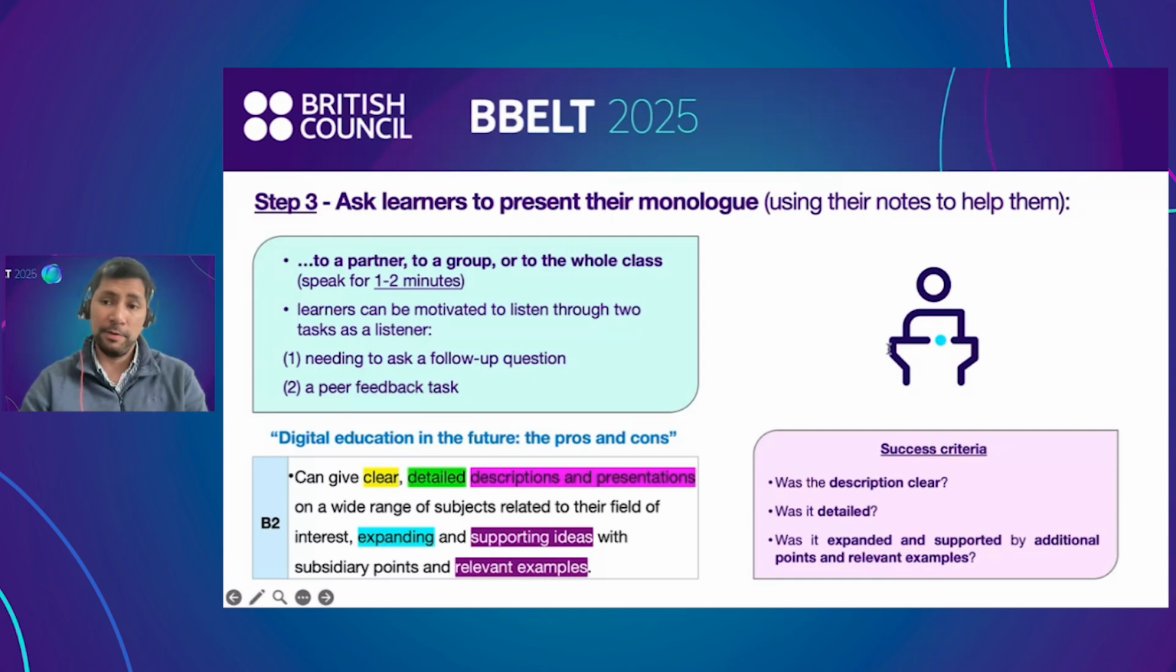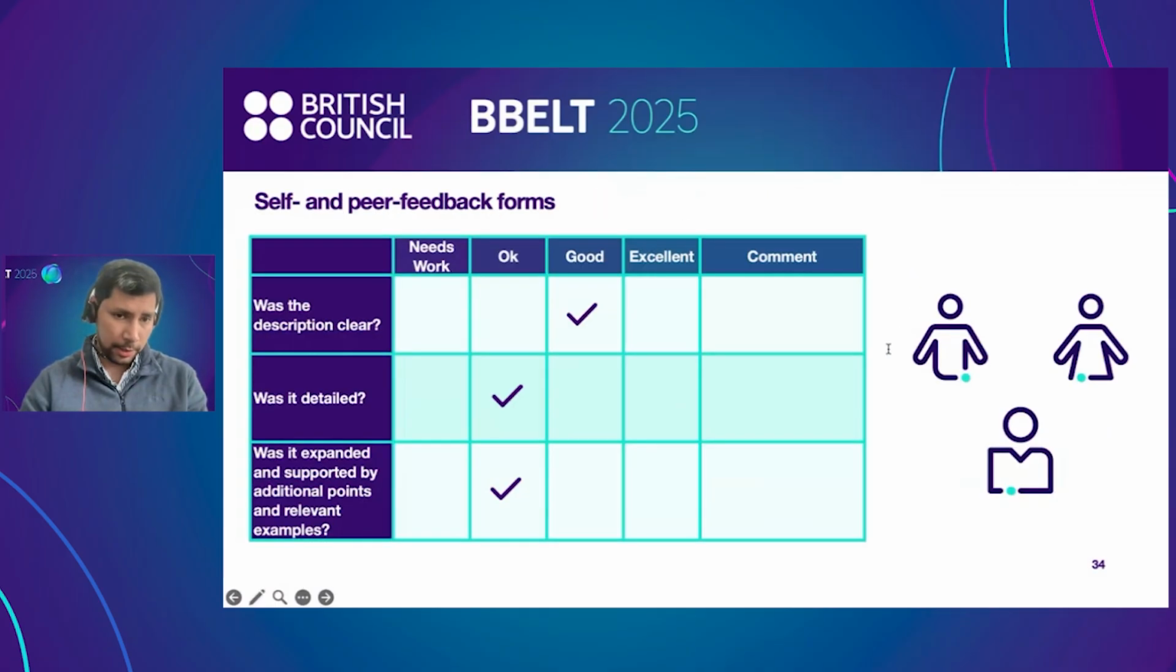Now, there are different types of feedback forms you can use. I'll show you a few examples. So using that success criteria, here's a checklist style one where learners tick, and you can see things like okay, good, excellent, etc., and space to write comments and write the notes while they're listening.